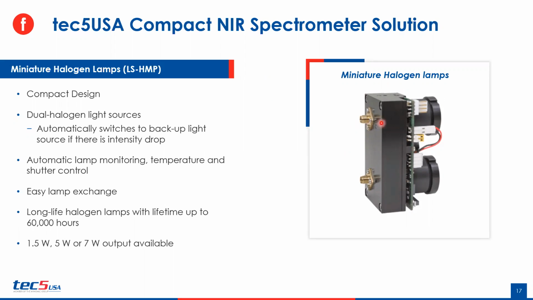So with this automatic lamp switching, you also have automatic lamp monitoring, temperature, and automatic shutter control of your device. And this can ultimately be interchanged very easily, the lamp exchange in this case here, and they have lifetimes up to 60,000 hours total lifetime. And depending on the application here, we tailor the light source to fit the needs of the particular application, whether it's 1.5, 5, or 7 watts.